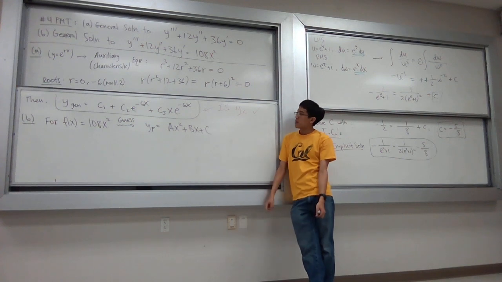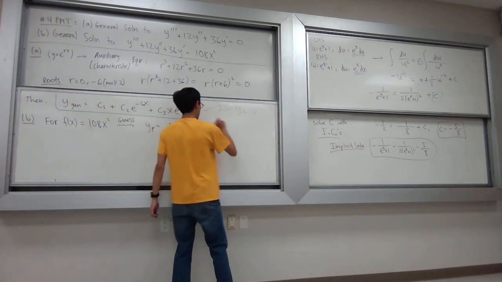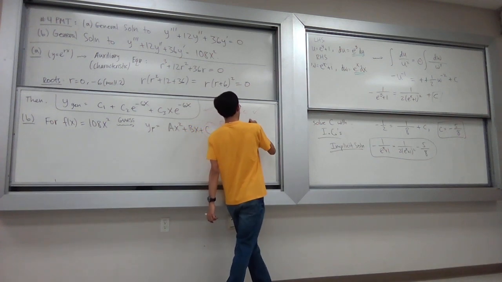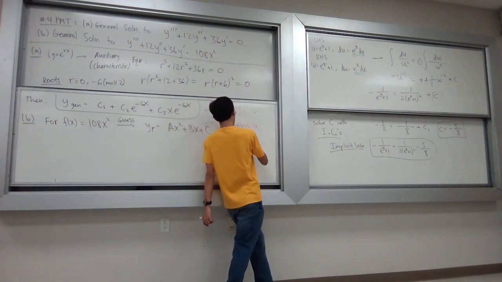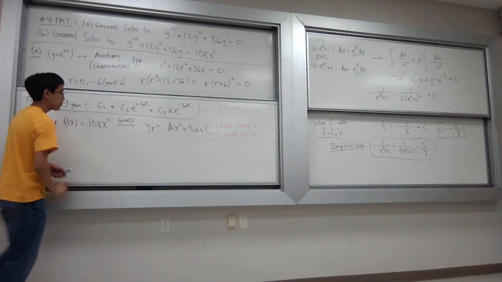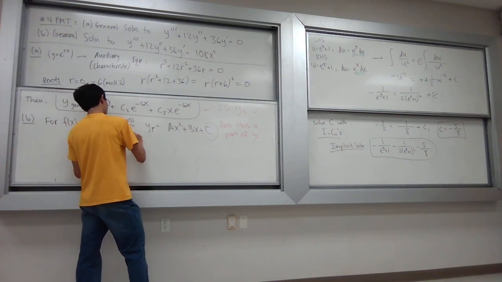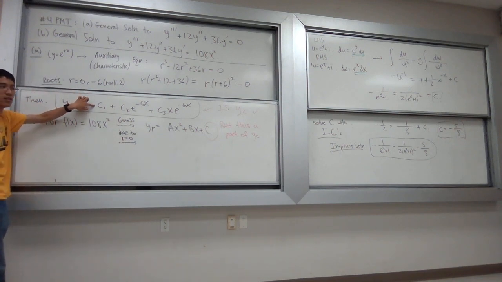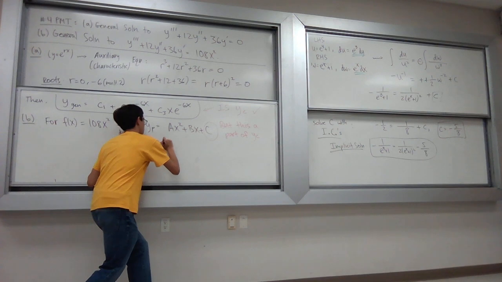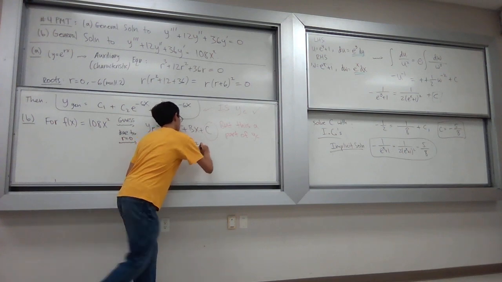Does anything here appear in the complementary or general solution? Yes, the C's overlap. This overlaps, right? But this is a part of yc. So then what should we do to our guess? We shifted it by x. Mainly it's due to the r equals 0 part, the C1. We just shift everything by x. So we have ax cubed plus bx squared plus cx.